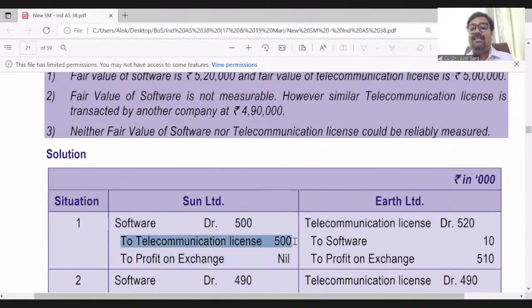To telecom license. The WDV of the telecom license is also 5 lakh rupees, so I have to credit it with the WDV. But the fair value and WDV are the same amount, and hence in this case there will not be any profit or loss, right? So profit on exchange will be 0. Clear? Is it clear?